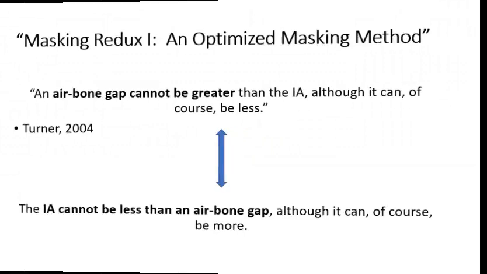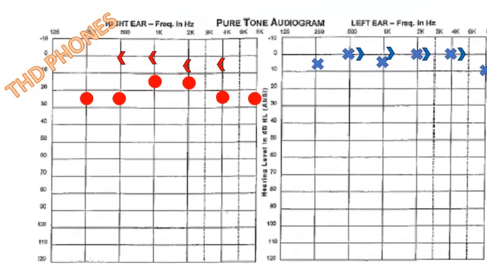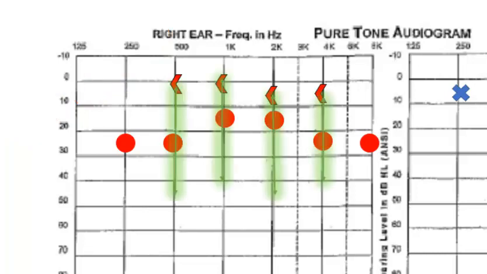Let's take a look at this idea. Here we have a mild conductive hearing loss in the right ear. The masked bone conduction thresholds are all at 0 or 5 dB. Here are the min-IA values for the various frequencies superimposed on the air-bone gaps. We see that the gaps are all less than the min-IA values.